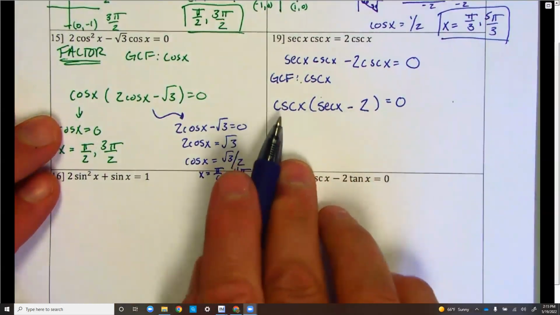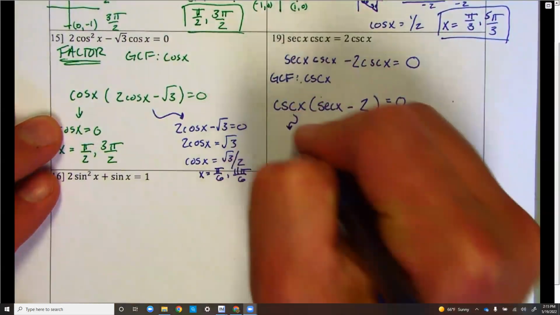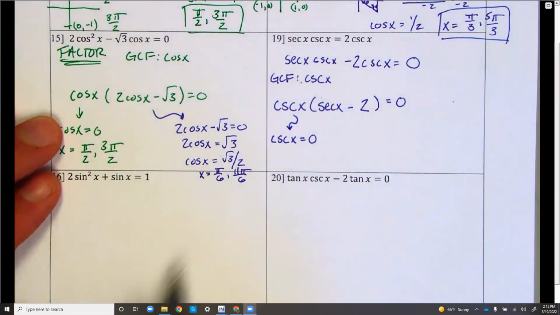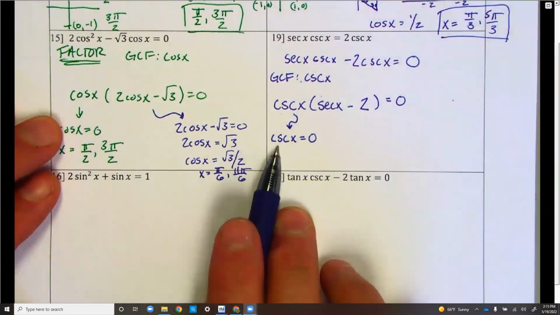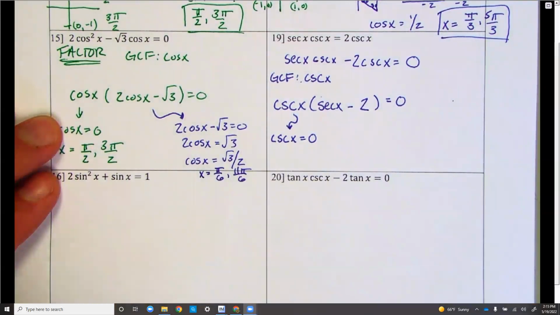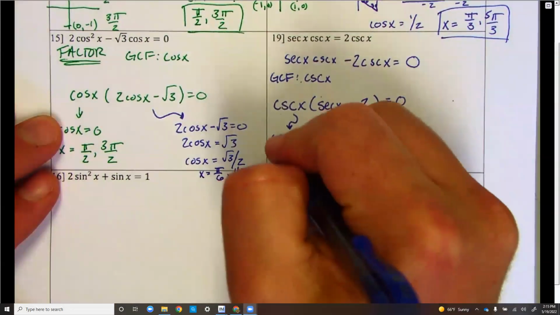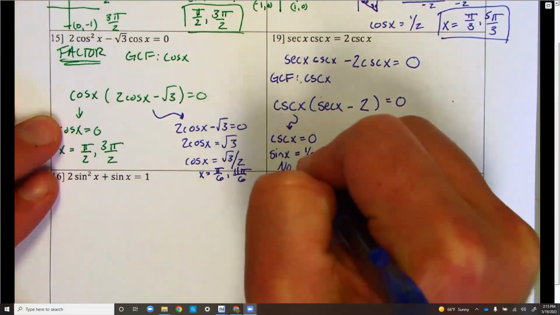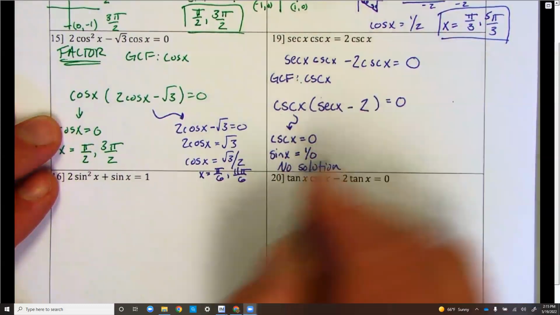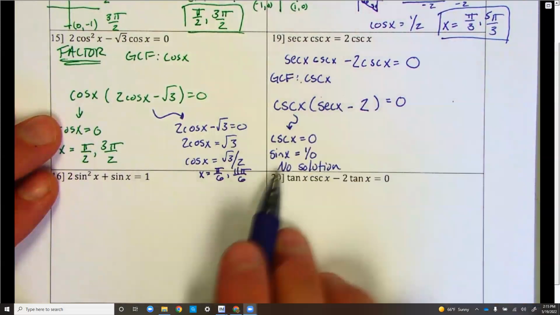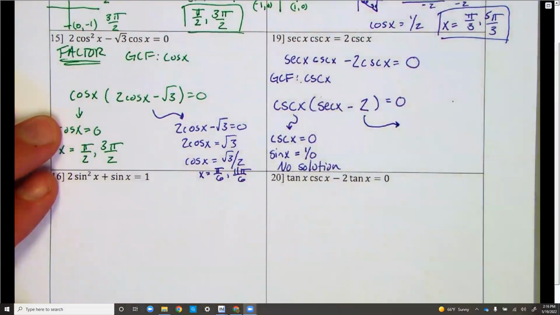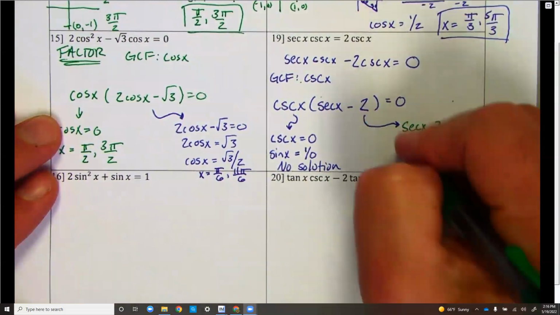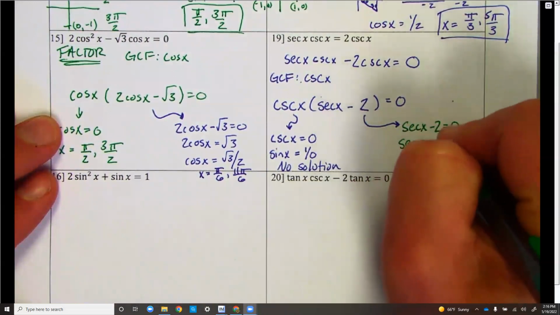And now that it's in factored form and it's equal to 0, we can use the zero product property that says set each factor equal to 0. So secant is the reciprocal of sine. So I'm looking for a sine of no solution. That doesn't exist. So that will give me no answers. And this one, I'm looking for the secant of x minus 2. If I set that equal to 0, I get the secant of x equals 2.